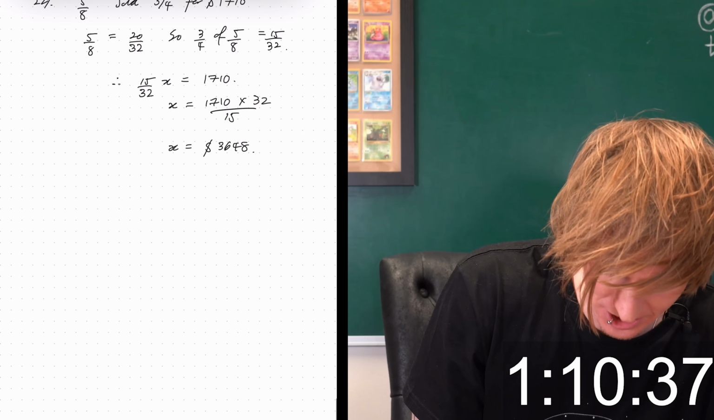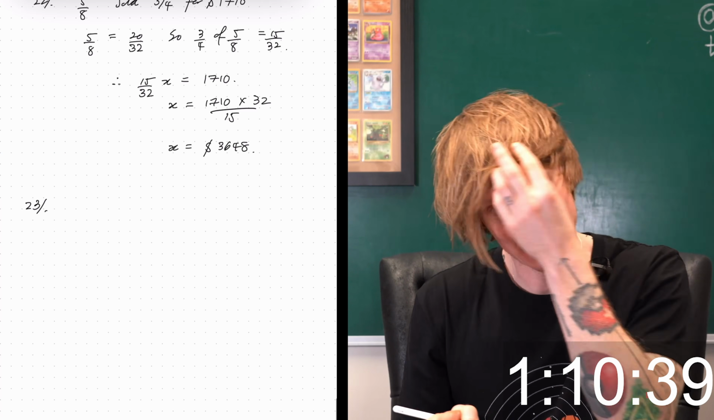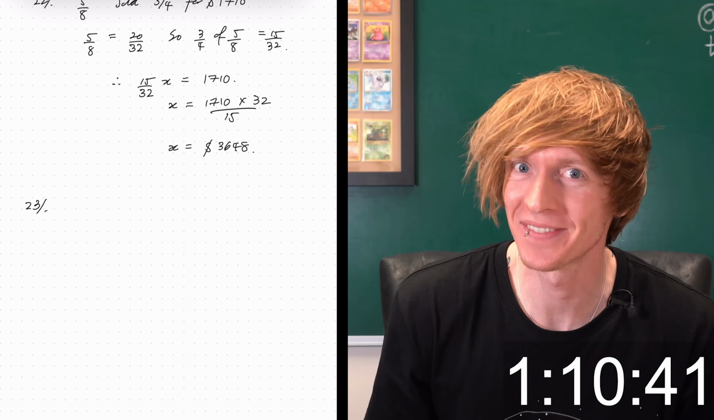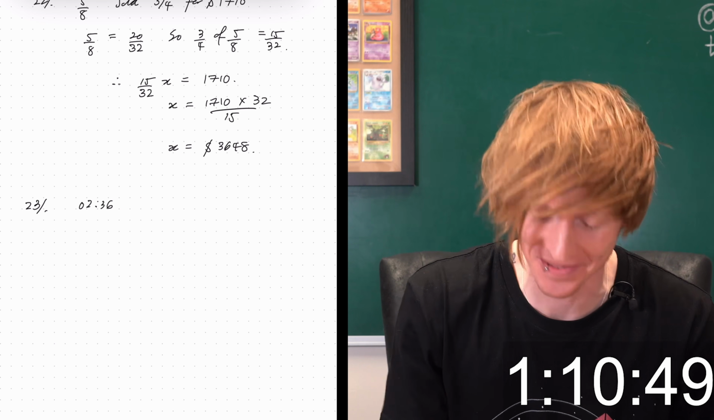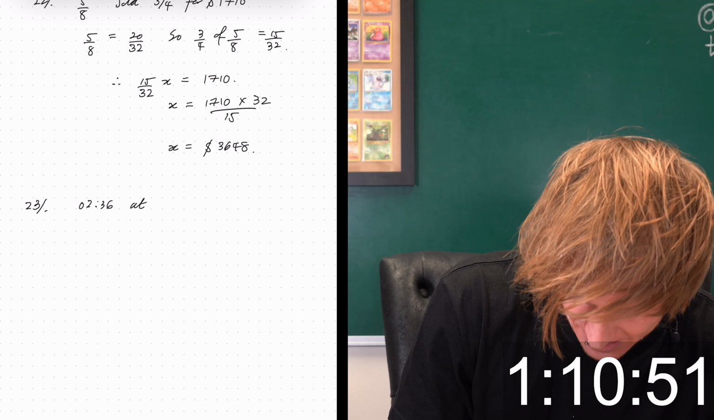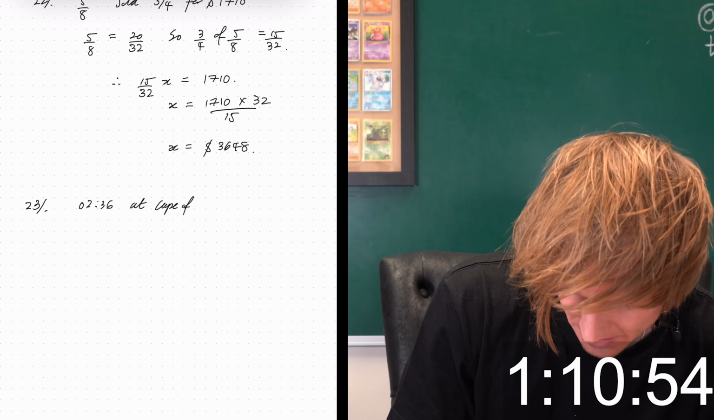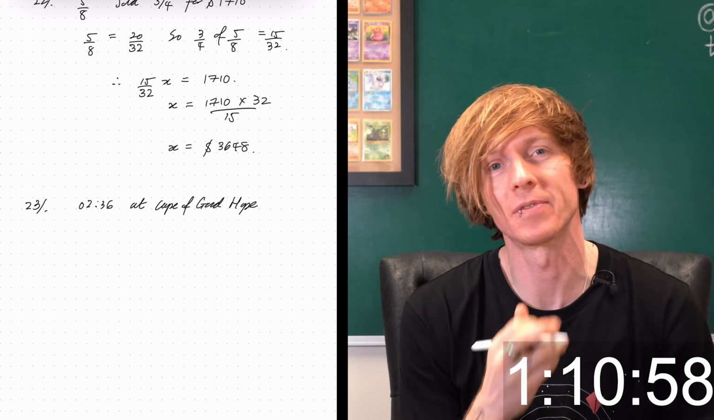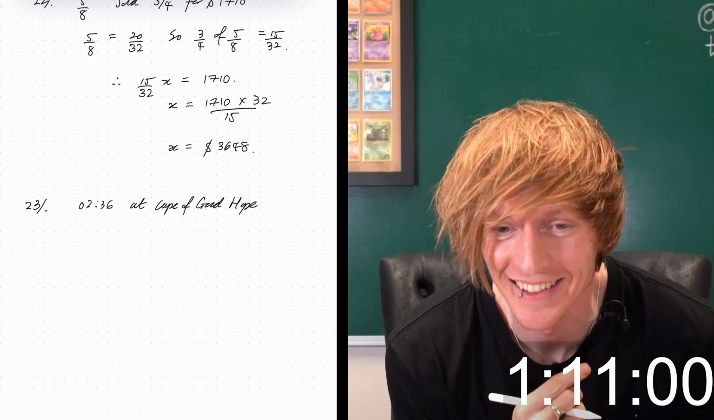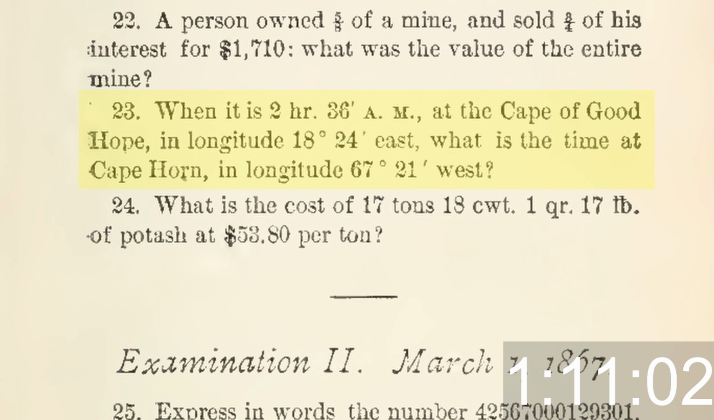23, penultimate question. Nearly there. I'm excited to finish this. When it is 2 hours 36 a.m., okay, so 02:36 at the Cape of Good Hope, at Cape of Good Hope. Where on earth is the Cape of Good Hope? Is my question. What is the time at Cape Horn?